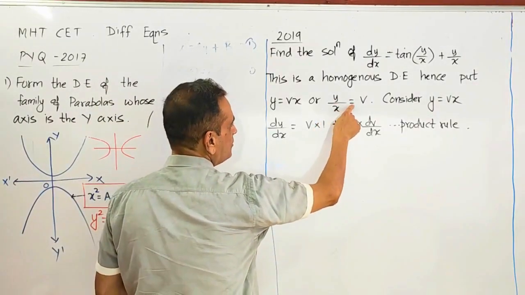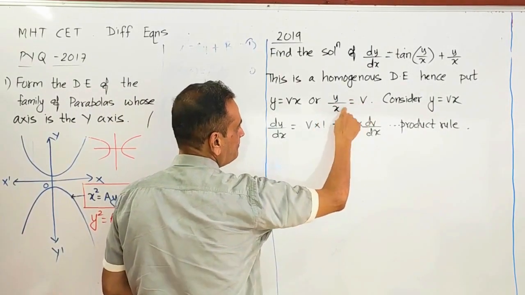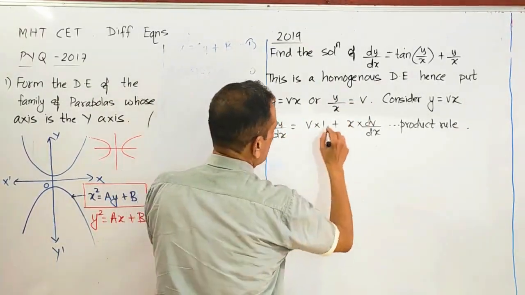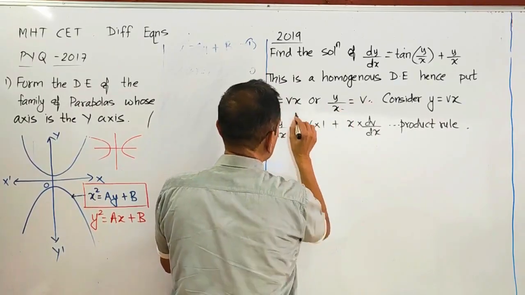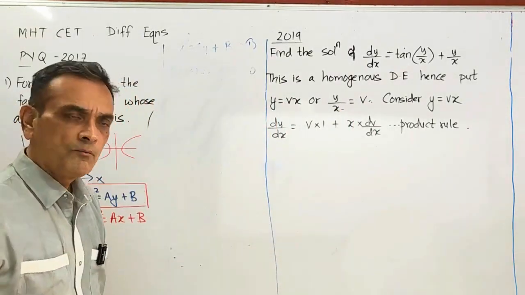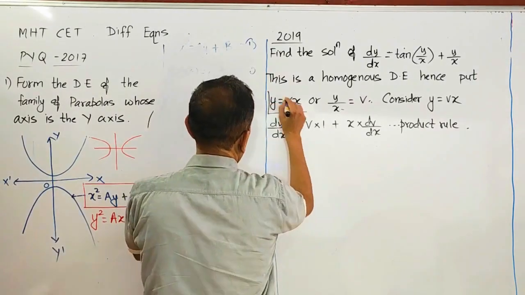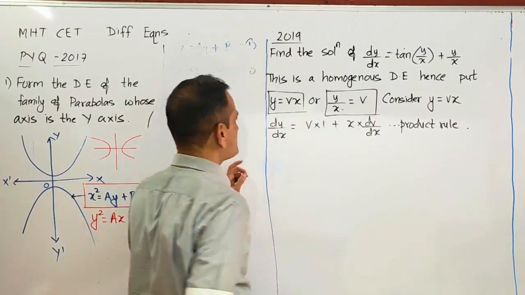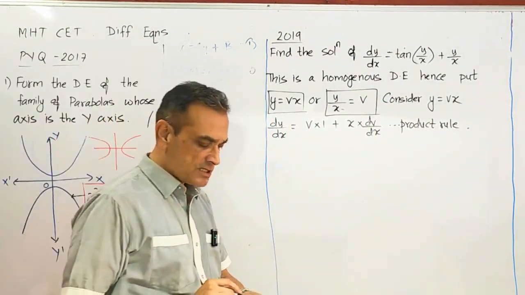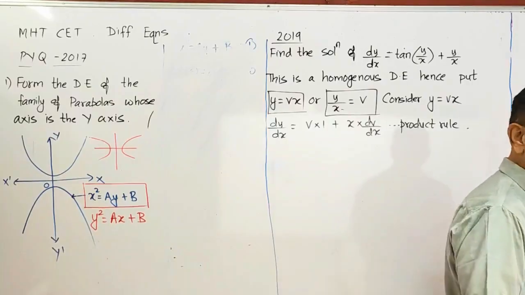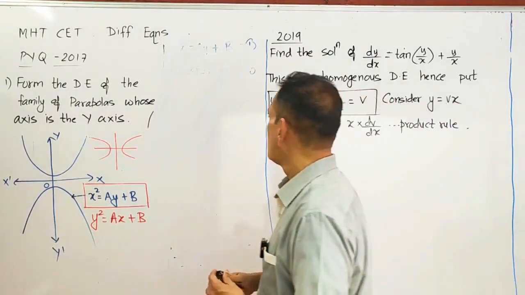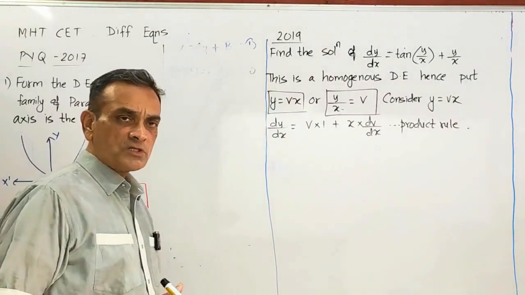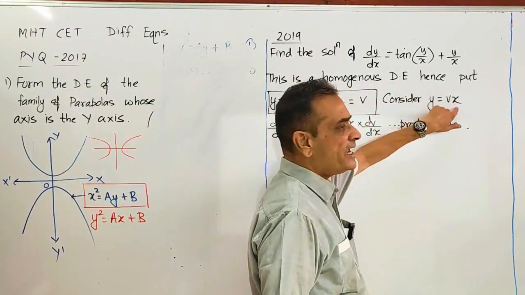Now what is the meaning of y upon x equal to v? If you cross multiply, you get y is equal to v into x. If you cross multiply here, you get y is equal to v into x. Both are the same. This is the standard substitution for any homogeneous equation as we have seen in the board problems. Okay? Right? Okay, let's go ahead now. Now, always we consider y is equal to vx.